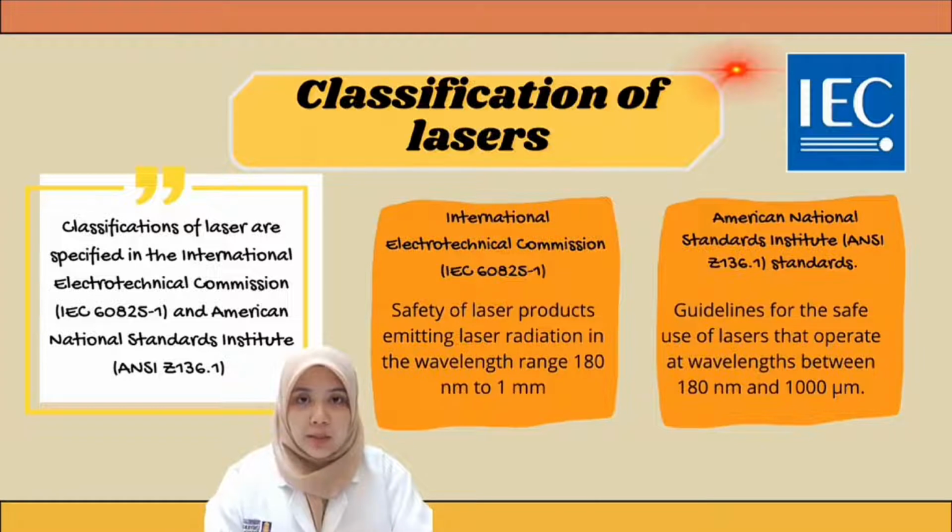Classifications of laser are specified in the International Electrotechnical Commission and American National Standards Institute. International Electrotechnical Commission is applicable for safety of laser products emitting laser radiation in the wavelength range 180 nanometer to 1 millimeter. This type of laser products may consist of a single laser with or without a separate power supply, or may incorporate one or more lasers in a complex optical, electrical, or mechanical system.